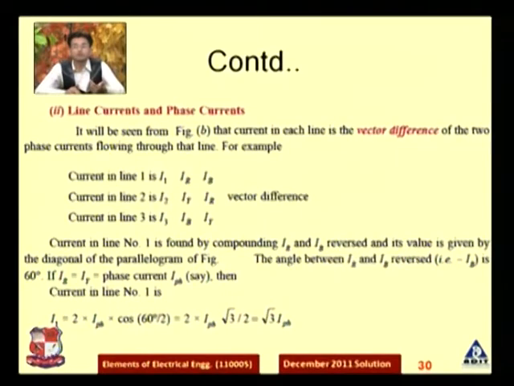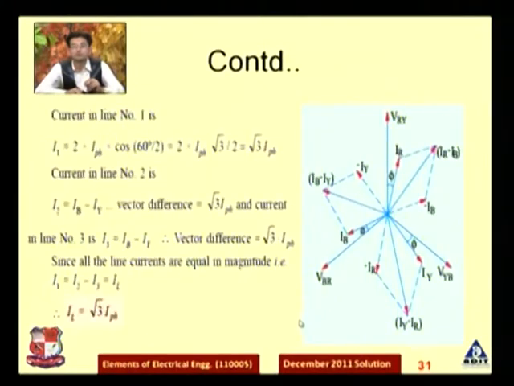In that case, if you want to find out, then I line is equal to 2 times I phase times cos 60 divided by 2, so it will be 2 I phase root 3 by 2. So your line current is root 3 times the phase current. That is the relationship that you have to derive.